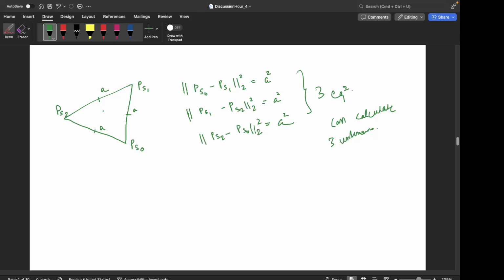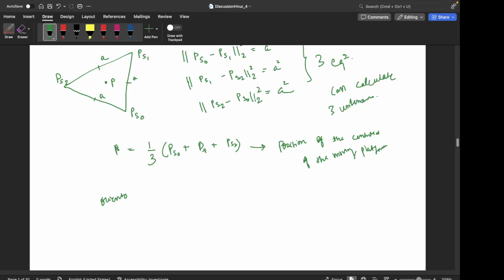So if what we're interested in is this, P is basically given as 1 by 3 of PS0 plus PS1 plus PS2. This is the position of the centroid of the moving platform, right? And the orientation is given by the cross product of any two edges. That is the orientation. Any questions and doubts here?